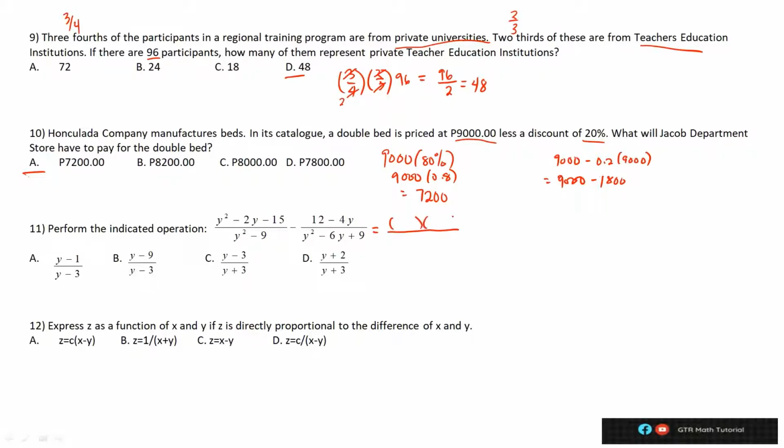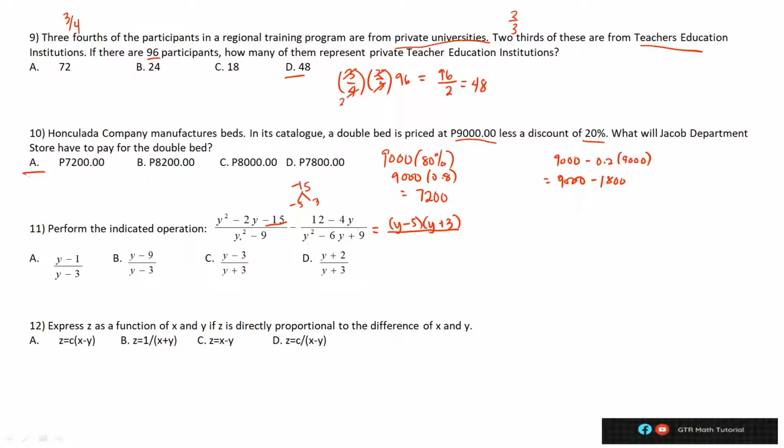So y squared minus 2y minus 15. So ang factor niyan ay, so we have y squared, so factor niyan ay y and y. Then factors of negative 15. So obvious naman, negative 15, ang factors niyan ay 5 and 3. So isang positive, isang negative. So para maging negative 2y ang sum, edi ang factors ng negative 15 is negative 5 and positive 3. When we multiply, negative 15, when we add negative 5 plus 3 is negative 2. So therefore we have y minus 5 and y plus 3.